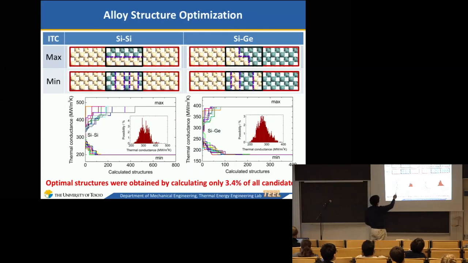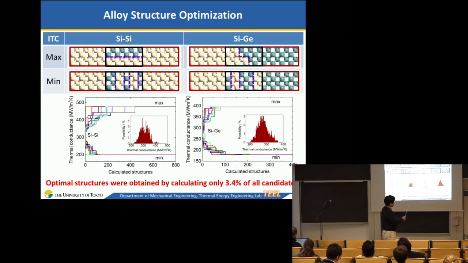So here you have 8 germanium on the top and 8 silicon at the bottom and so on. But when you look at this minimum case, this is quite complicated. So basically you have this interface between silicon and germanium like this. And actually the width of each one is not uniform. So it's an aperiodic, very irregular structure, which resulted in the best structure. So this is very interesting from a physics point of view.